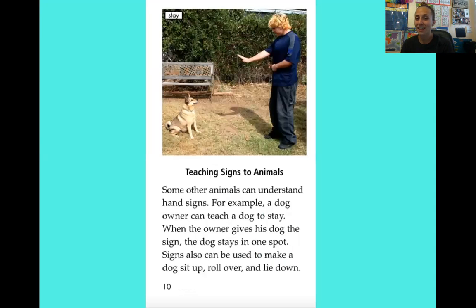Teaching signs to animals. Frank knows this one. Stop. Some other animals can understand hand signs. For example, a dog owner can teach a dog to stay. When the owner gives his dog the sign, the dog stays in one spot. Signs also can be used to make a dog sit up, roll over, or lie down. So here, what this is showing is stay or stop. Frank knows it as both.